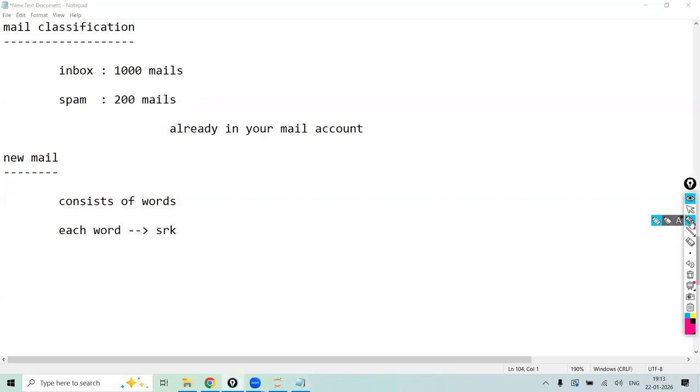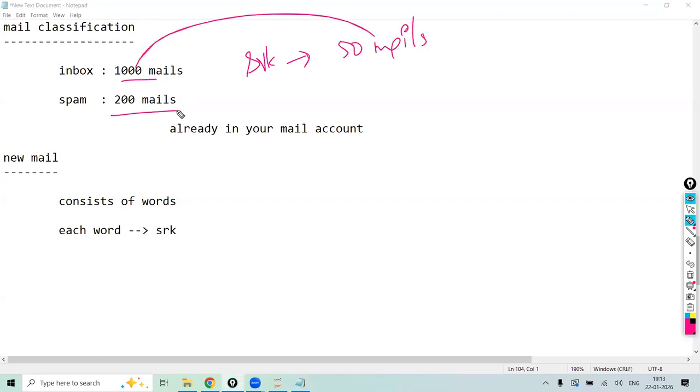For example, in the inbox, out of 1000 mails, approximately let us take 50 mails with the SRK word. 50 mails within the inbox. Within the spam, the same SRK word is there in 100 mails out of 200. Now we are going to calculate the probability. Probability means percentage. That is nothing but 50 out of 1000, and 100 out of 200.